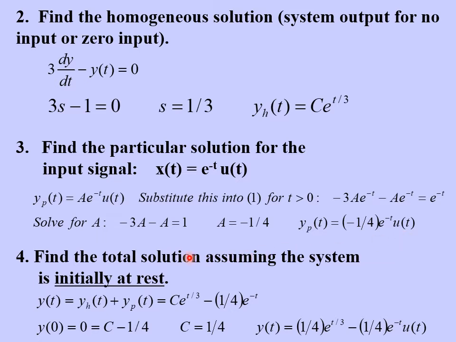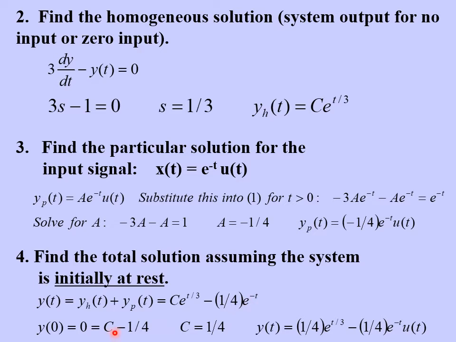So the next step, question 4, find the total solution assuming the system is initially at rest. So remember, our total solution is just the sum of the homogeneous solution, which was found up here, and the particular solution, which was found right here. So here I put those two terms in there. And since we're told the system is initially at rest, we've got an initial condition. When t is equal to 0, we have y of 0 equals 0.